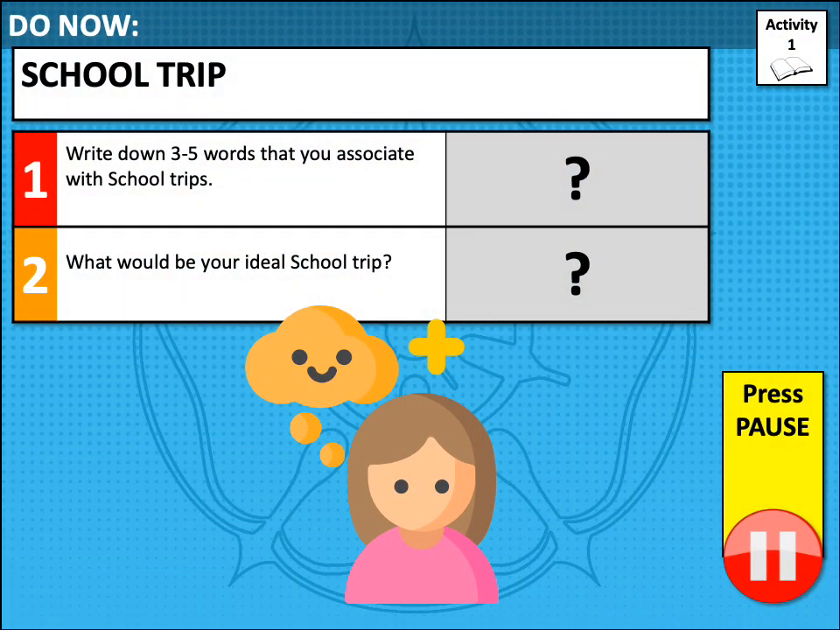Okay, it's do now time. If you open your workbook to activity 1, you'll see these do now questions. These are designed to get you thinking, and thinking in a way that will help you to do really well this lesson. Your first instruction is to write down 3 to 5 words that you associate with school trips. Your second instruction is to think and answer what would be your ideal school trip. Press pause while you do the do now and unpause when you're finished.